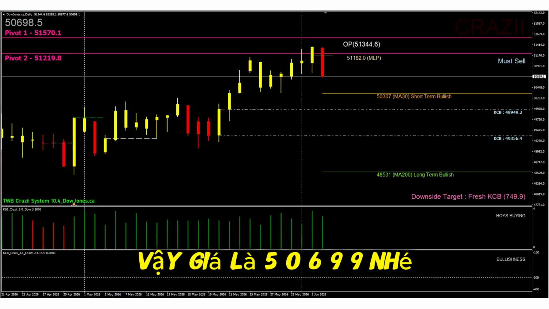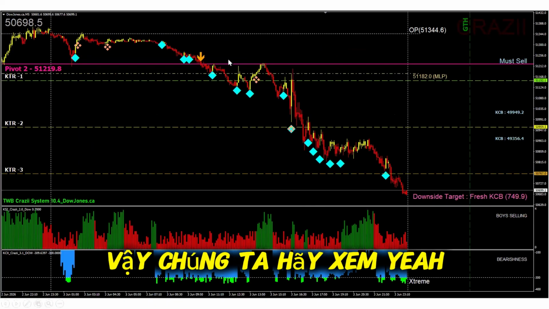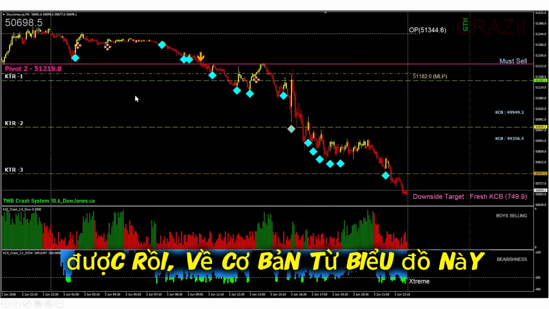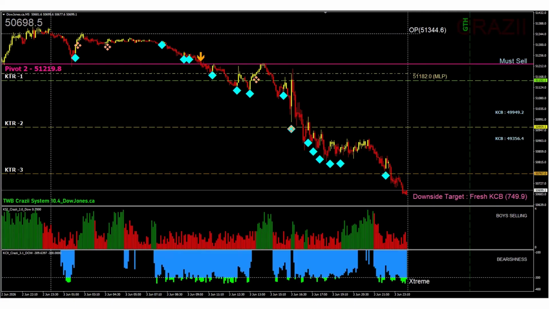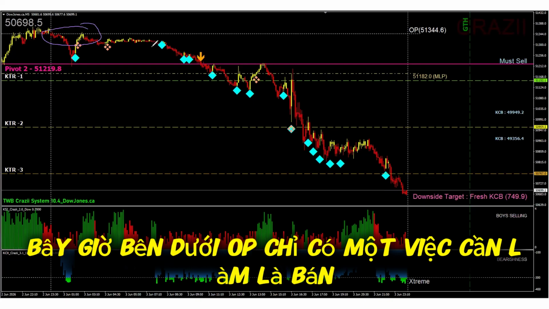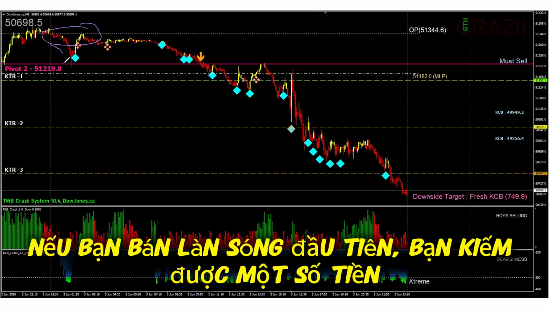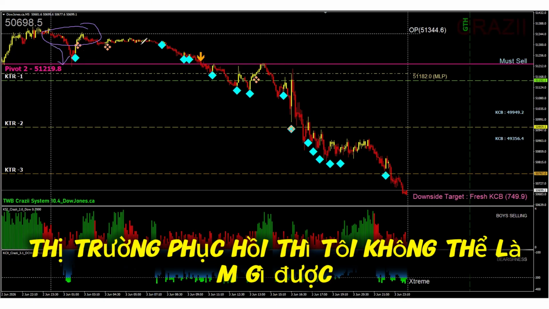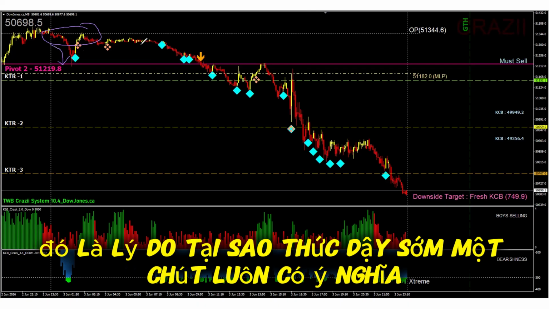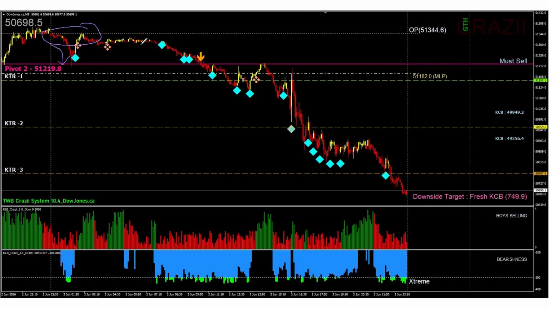So the price is 50699. Okay, let's take a look. Basically from this chart, you can see very clearly that the market is below OP. Now, below OP, there's only one thing to do, which is to sell. Of course, if you sell the first wave, you make some money, but if you sell late, the market rebounds. That's why it always makes sense to wake up a bit early just to feel the market.